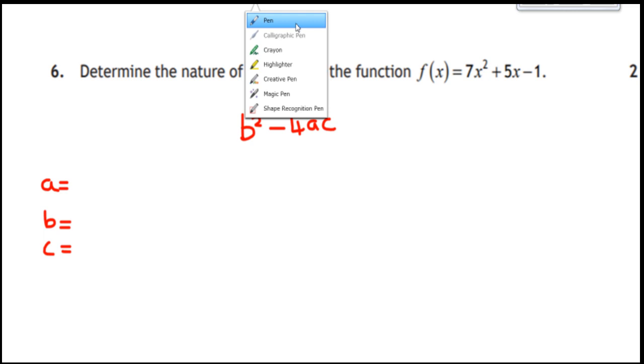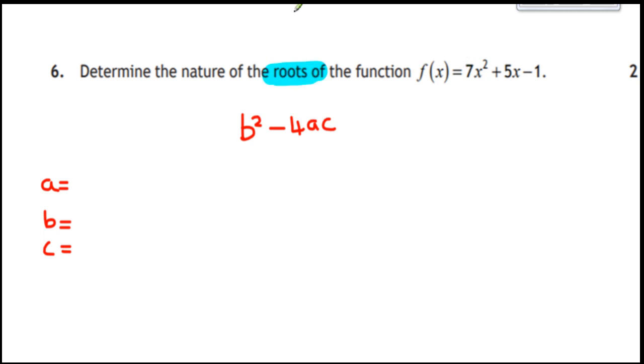So A is the number of x squareds, so that is 7. B is the number of x's, which is plus 5. And C is the number tagged at the end without x squareds or without x's. So if you fill them in, A is 7, B is 5, and C is minus 1.